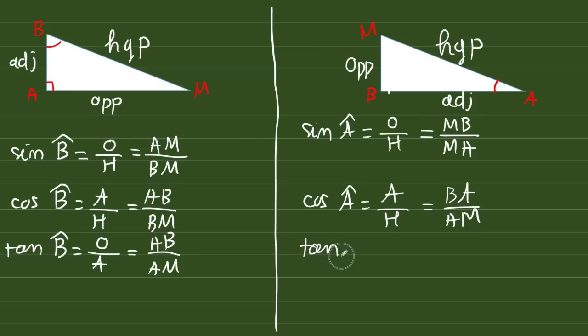How about tan? Tan A is opposite divided by adjacent. You have MB as the opposite, and the adjacent is AB. Okay, so these are the first 2 questions.